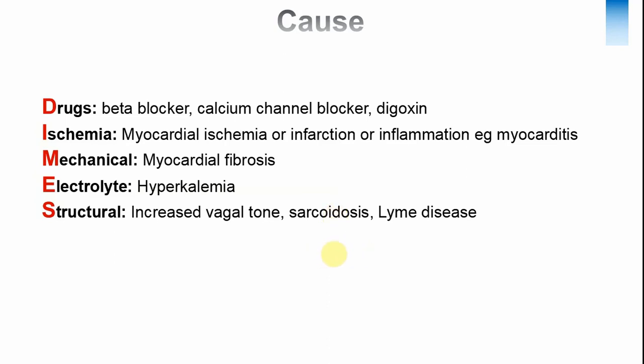There are some structural conditions. For example, if there is increased vagal tone for some reason, if the patient has got digoxin toxicity, or if the patient has got profuse vomiting, for some reason, if there is increased vagal tone, that can cause complete heart block. Sarcoidosis, Lyme disease, amyloidosis, they can cause this problem as well. Not very common, but this can happen.